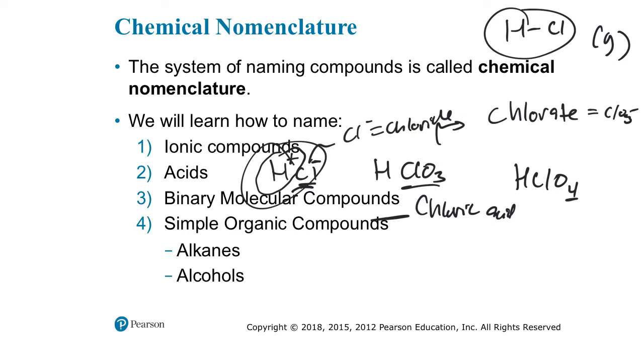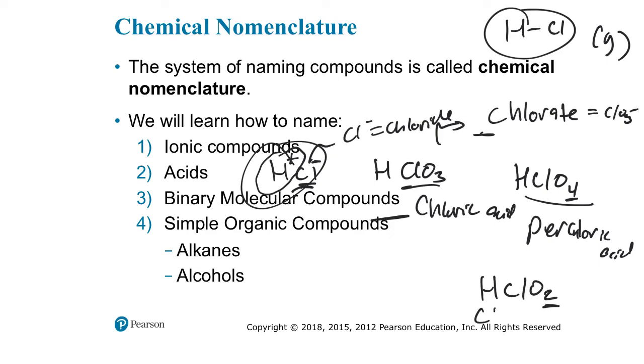Now if we add an O, that would be perchlorate. So ClO4 would have the per out in front for perchlorate. So HClO4 is perchloric acid. And now if you go to HClO2, we want to name that compound, its systematic name will be chlorous acid. And if you have HClO, that would be hypochlorous acid.